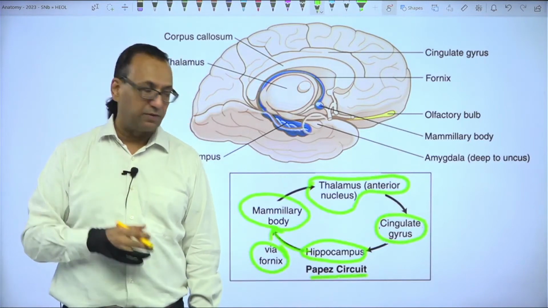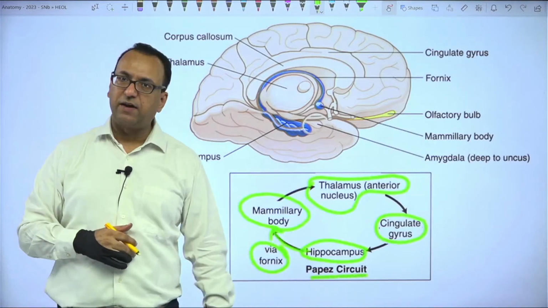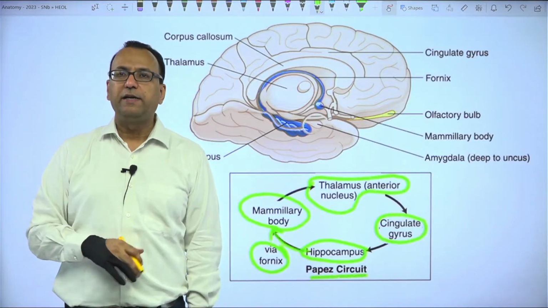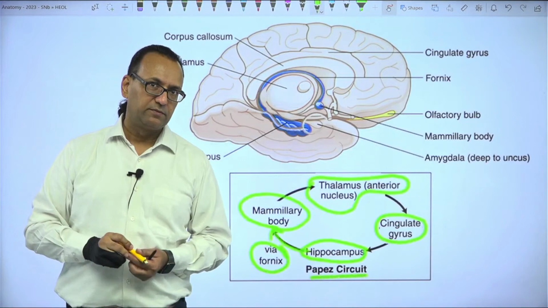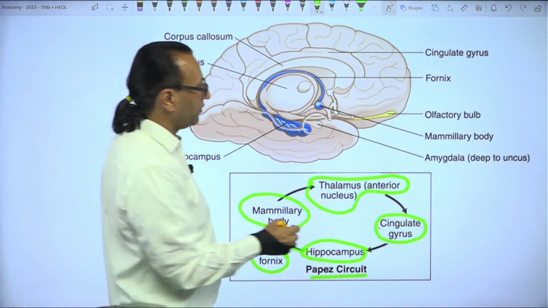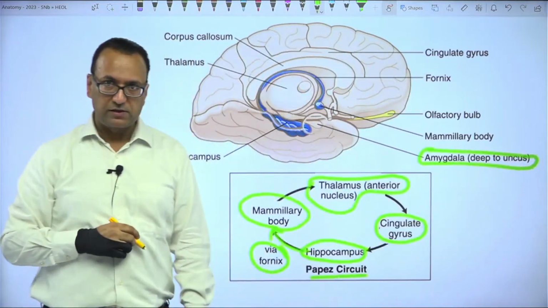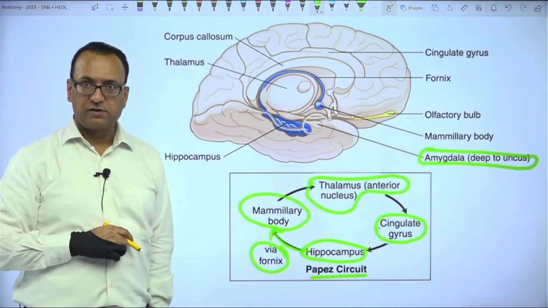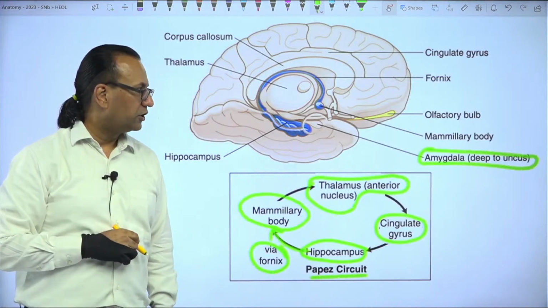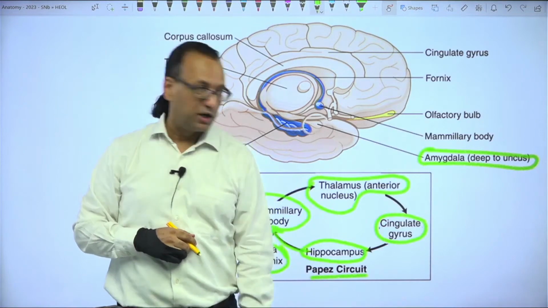This is limbic system, this is Papez circuit, should not forget, because this question in the last 5 years in INI-CET exam has come 5 times, and every time they add something. Like recently what they added was, I never used to teach amygdala as a part of limbic system, but they have asked this. They must have attended my classes, they must have found what he is not teaching, and whatever he is not teaching, let us ask that.